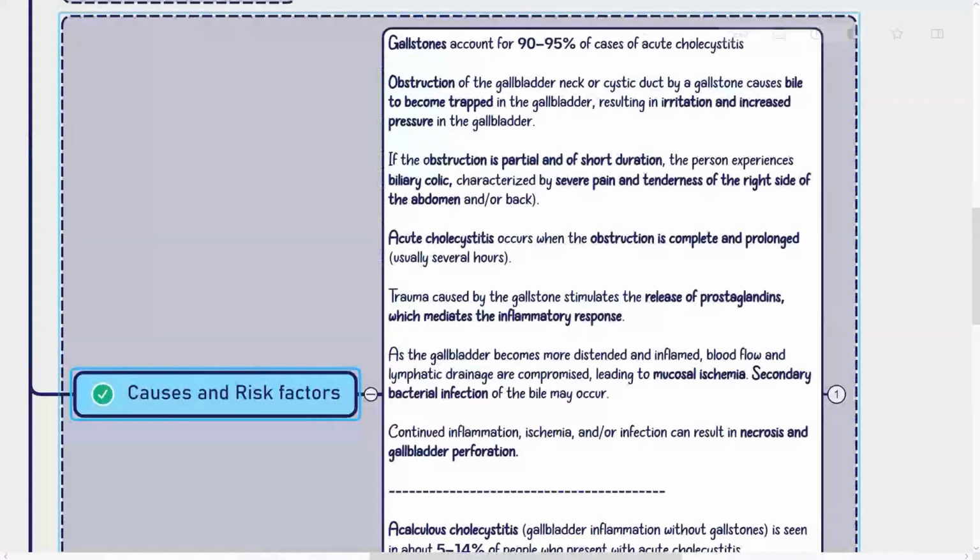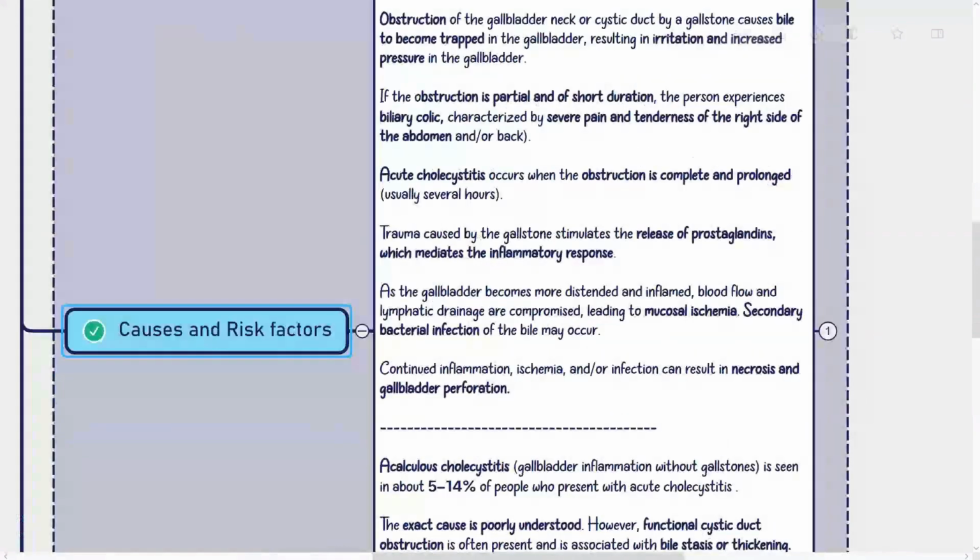Acute cholecystitis occurs when the obstruction is complete and prolonged, usually several hours. Trauma caused by the gallstone stimulates the release of prostaglandins, which mediates the inflammatory response. As the gallbladder becomes more distended and inflamed, blood flow and lymphatic drainage are compromised, leading to mucosal ischemia. Secondary bacterial infection of the bile may occur. Continued inflammation, ischemia, and/or infection can result in necrosis and gallbladder perforation.